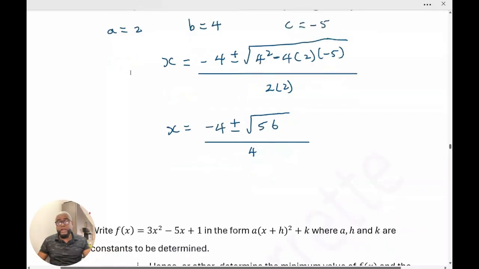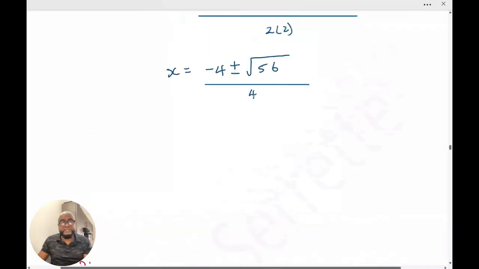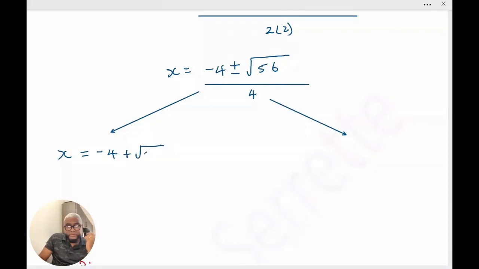Everybody get that? Right. So let me branch it off. We go in here, and we go in here. Raheem, what are we doing in this one? x is equal to -4 what? What are we using, the plus or the minus? Let me go plus the square root of 56.